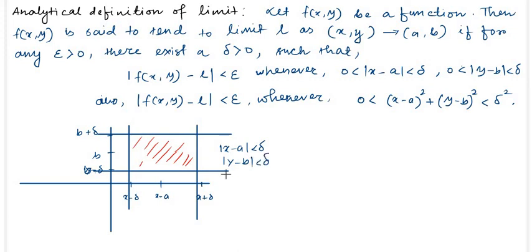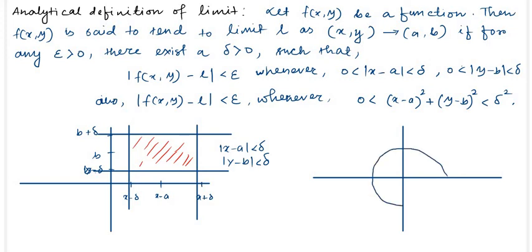So we have taken this region, and in the second case we have taken a circle, since x minus a whole square plus y minus b whole square is less than delta square represents a circle. So for example we will have a circle like this, where this is our point a comma b, and the radius is delta. So we have defined the limit in terms of two regions.